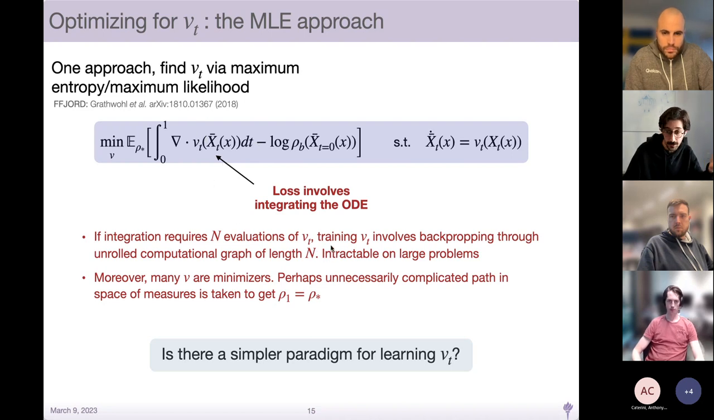But that, of course, becomes intractable quite quickly, because if I have to unroll the computational graph of evaluating this velocity field 100 times, then the memory costs grow very poorly. There are a number of reasons why this cannot scale.